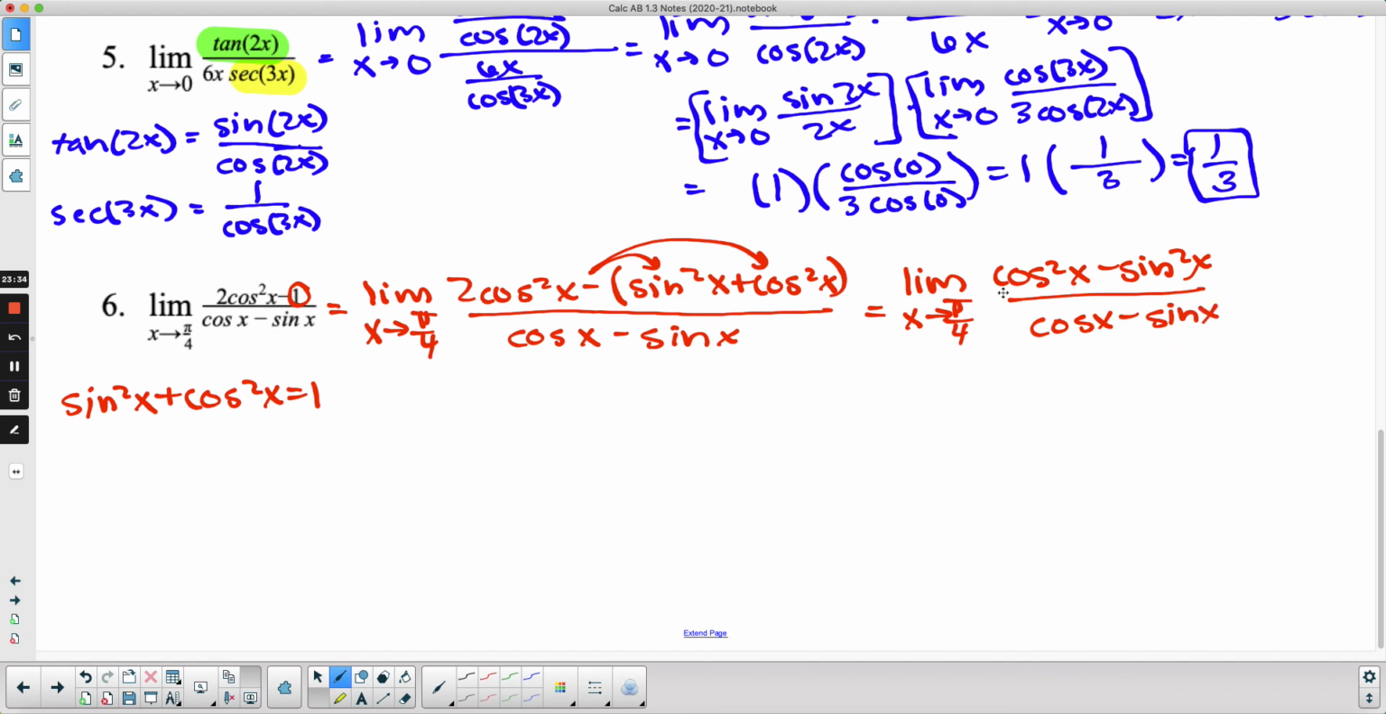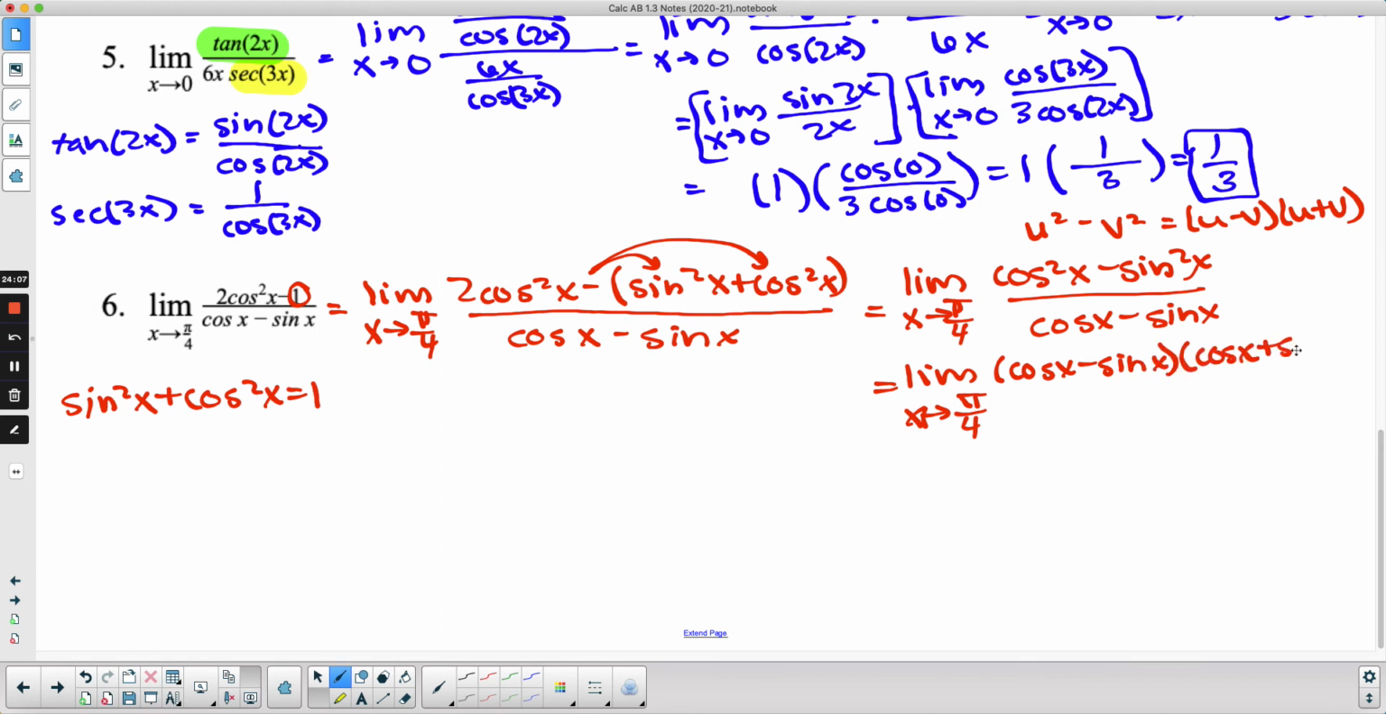All right. Now, imagine this is just u squared minus v squared, we'll say, on the top. That's the difference of squares. We would write that as u minus v times u plus v, right? So this follows that same logic. So the limit as x approaches pi over 4, and now our top becomes cosine minus sine times cosine plus sine, all over cosine minus sine.